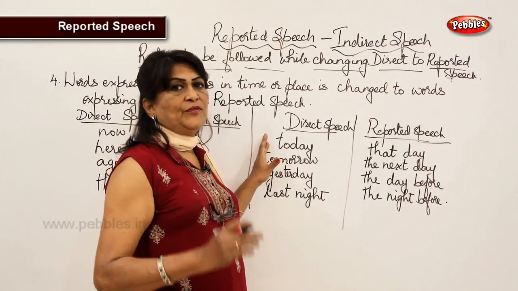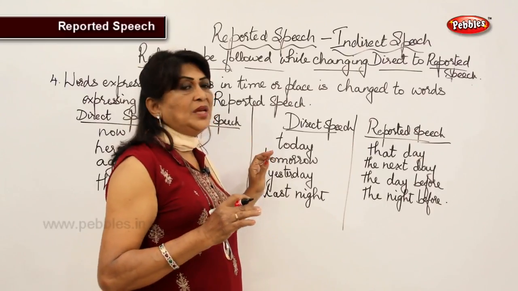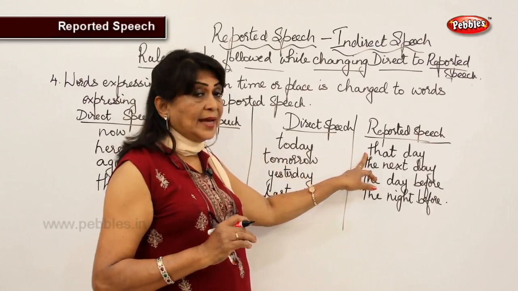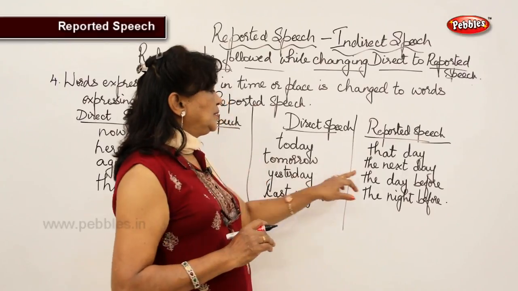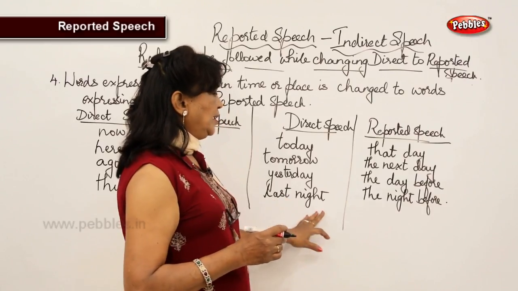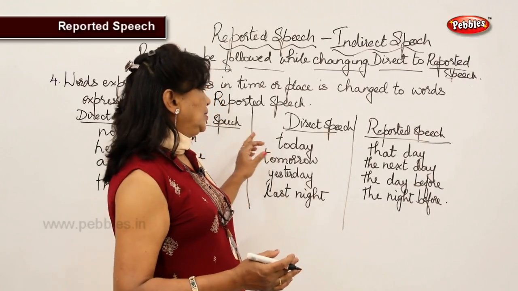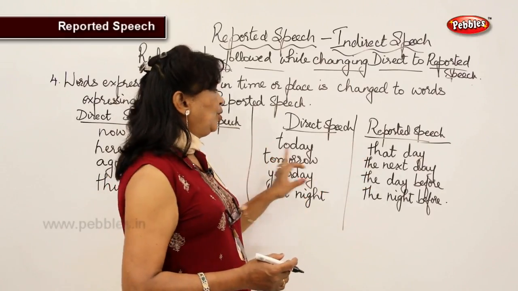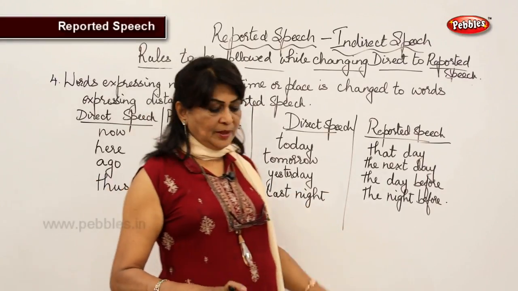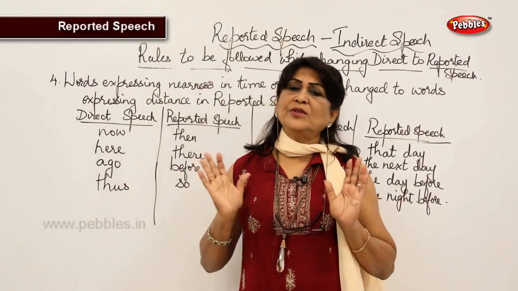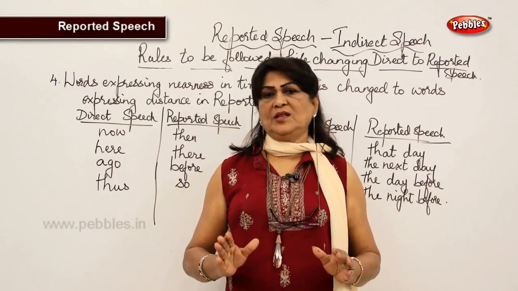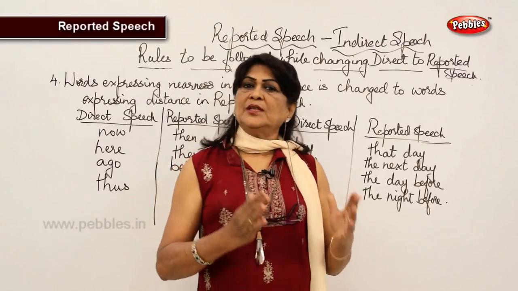Today, that is, if I say we have a meeting today. He said that they had a meeting that day. Tomorrow becomes the next day. Yesterday becomes the day before. And last night becomes the night before. Once again, today becomes that day. Tomorrow becomes the next day. Yesterday becomes the day before. And last night becomes the night before. So you have to remember these four rules very, very intently. You have to follow these rules to convert direct speech to reported speech.